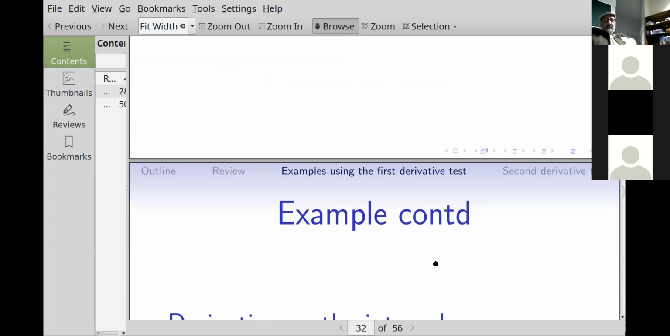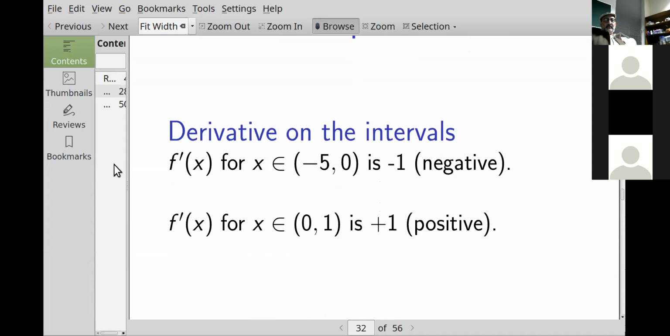Yeah, so the derivative is minus 1 to the left of the critical point. How can you figure this out without looking at the graph? F of x is equal to minus x for negative x, and f of x is equal to plus x for positive x. Oh, okay, sir.